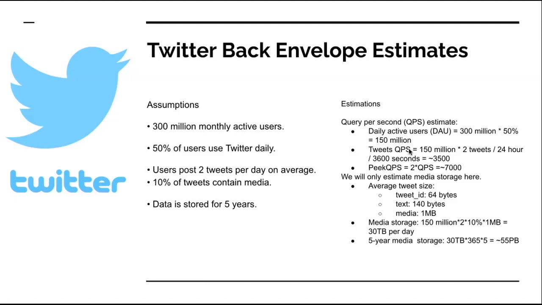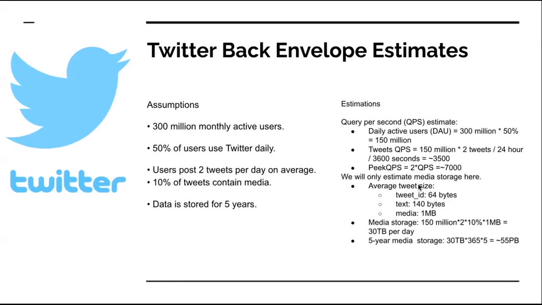Then we calculate the tweets QPS, query per second. So 150 million users make two tweets daily as per our assumption. How many tweets are they making per second? We divide by the total number of seconds in a day, and we get about 3,500 tweets per second. That much data is coming to our system, and the peak QPS will happen when 100% of users use Twitter. So I can simply multiply my QPS by 2, basically 50% becomes 100%. So 7,000 QPS would be my peak QPS.